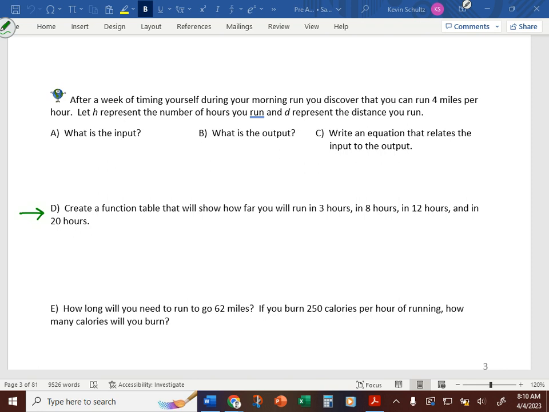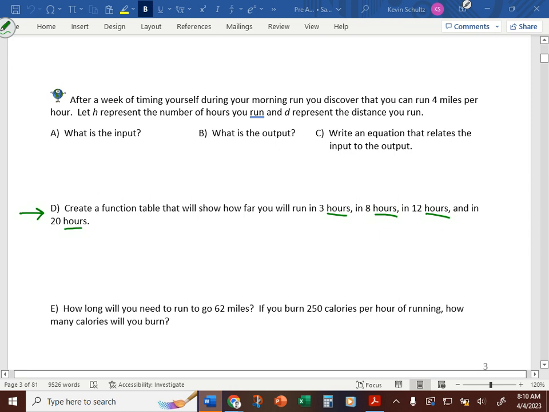What are we testing? Are we testing the hours, or are we testing the distance? We're testing the hours, right? How far will it be in this length of time? How about this length of time? How about this? We're inputting the hours into the equation. That's the variable I'm giving you, so that what we get out of it is how far we run.